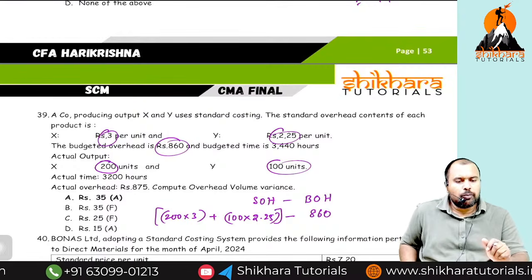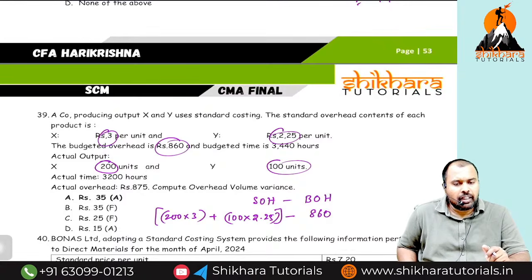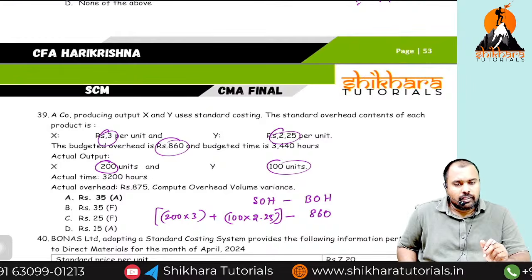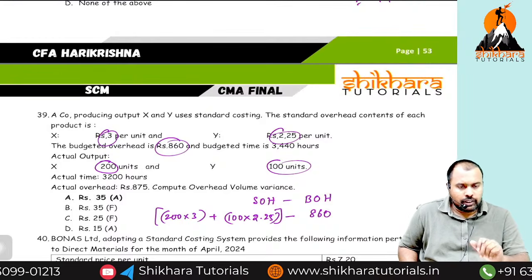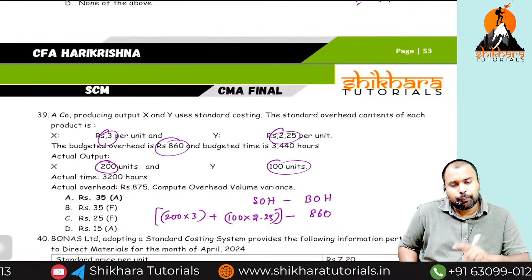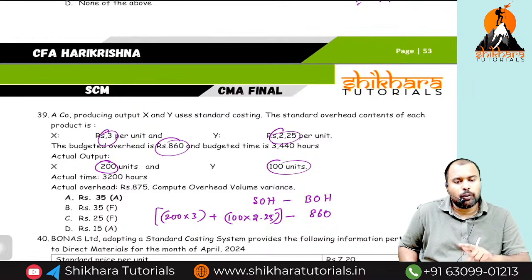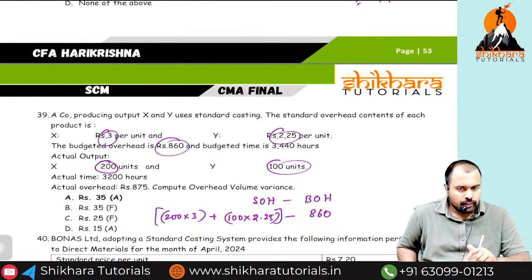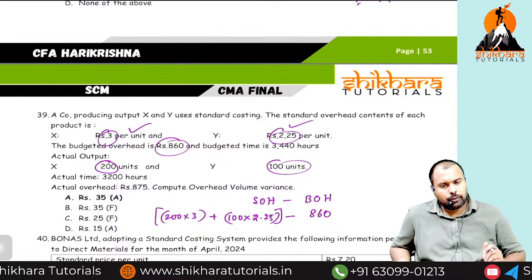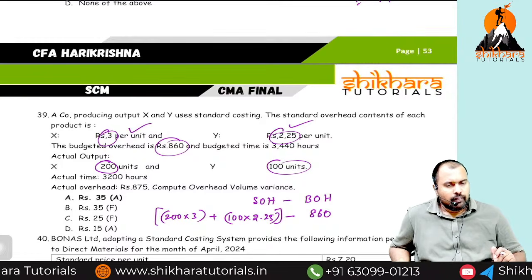What do we do for absorbed overhead? At the beginning of the period, we calculate a budget. During the period, when we are preparing a cost sheet, the same rate should be applied for actual output, which is called absorbed overhead, which is nothing but SOH. Clear? So at the beginning of the period we got 3 per unit and 2.25 per unit, and actual output is given.